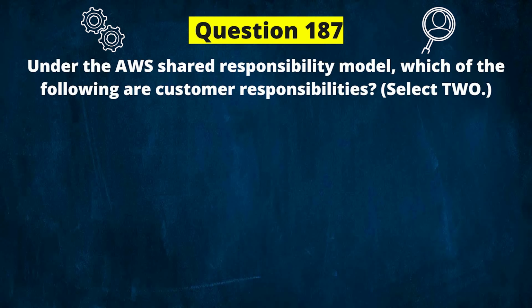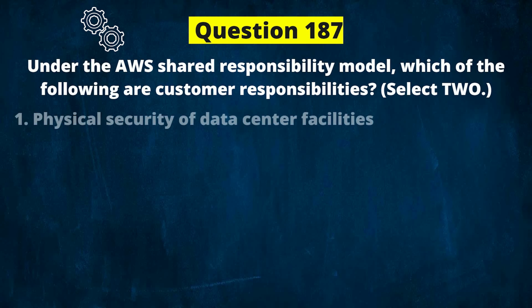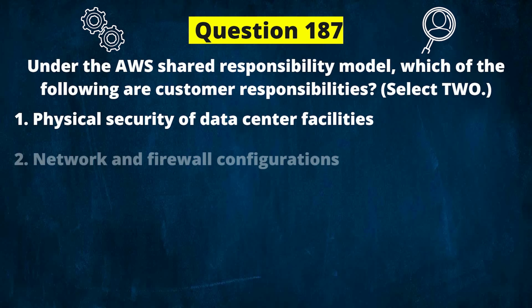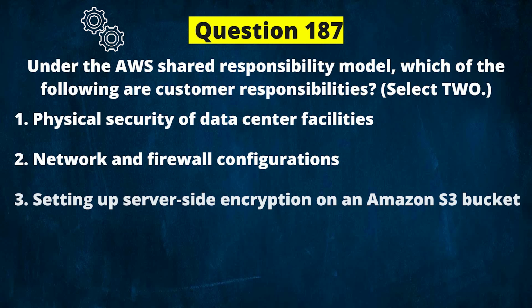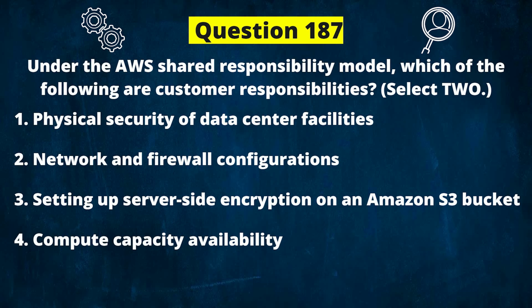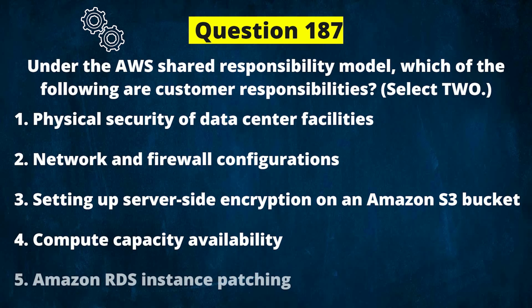Next question. Under the AWS Shared Responsibility model, which of the following are customer responsibilities? Select 2 options. Now the options are: Option 1, Physical security of data center facilities. Option 2, Network and firewall configurations. Option 3, Setting up server-side encryption on an Amazon S3 bucket. Option 4, Compute capacity availability. Option 5, Amazon RDS instance patching.